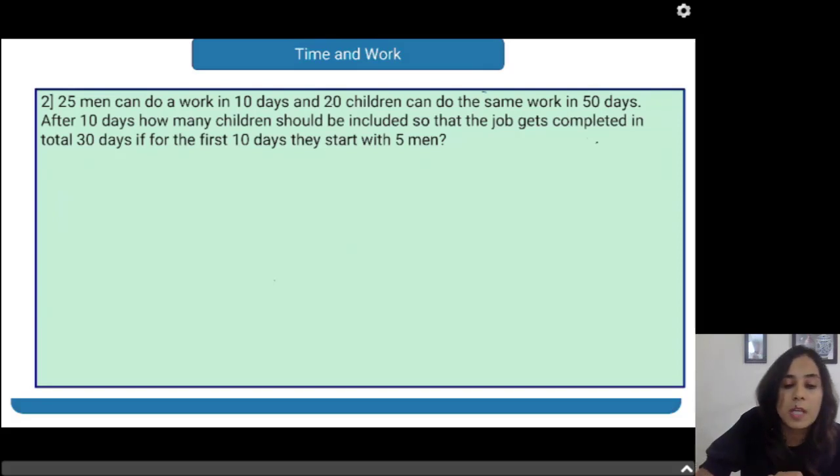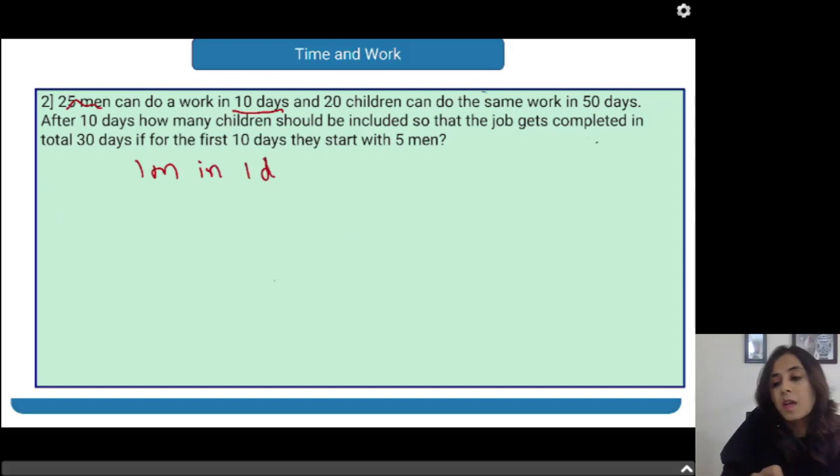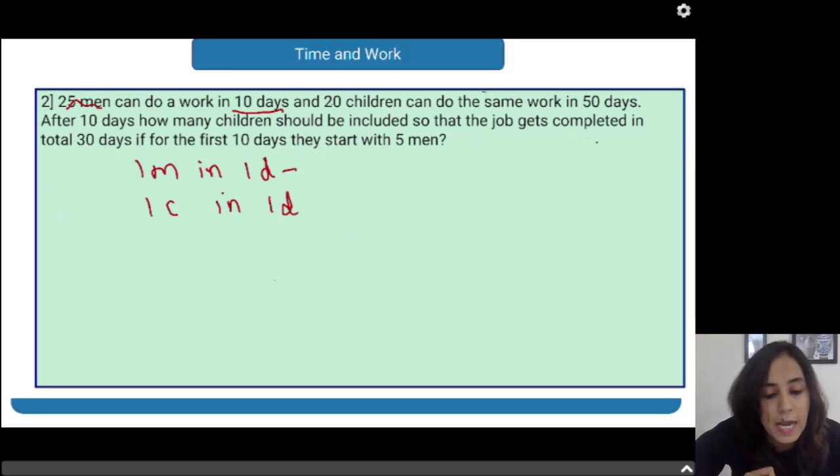So guys, in this particular question, we are given that 25 men can do the work in 10 days. So find out what is the work done by one man in 1 day. Then find out what is the work done by one child in 1 day. So once you get that, then you can very well substitute it in this particular second statement and get the answer. So guys, your time starts now.